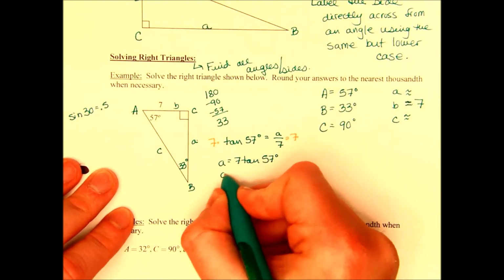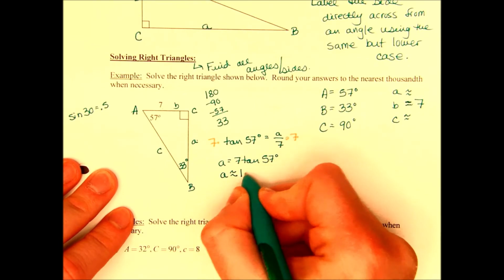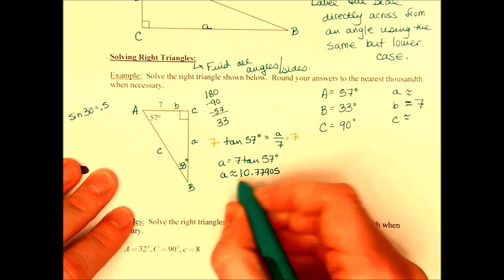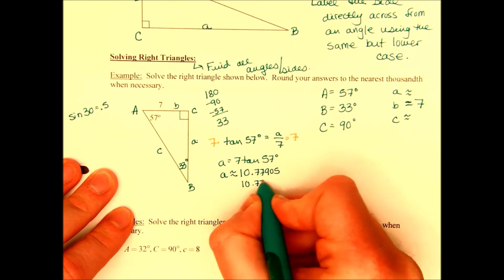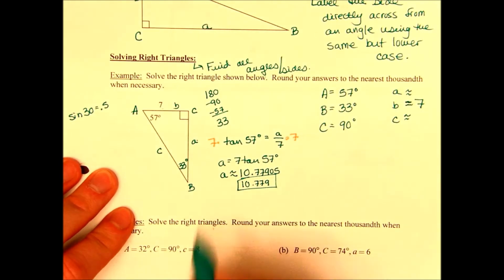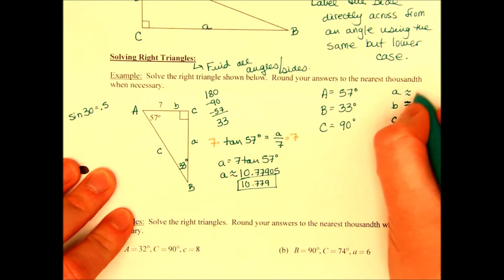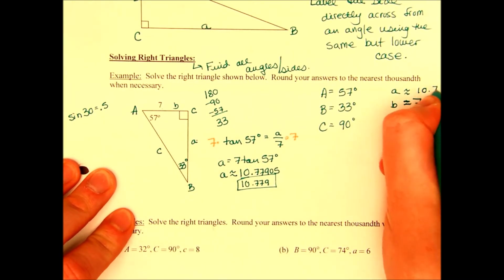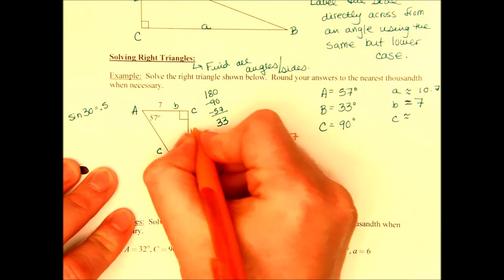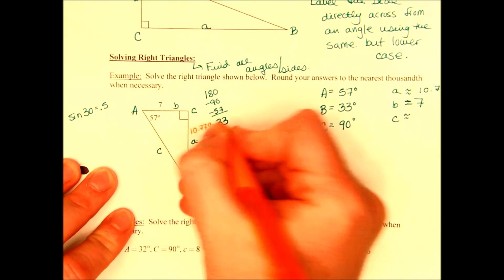My directions say to round to the nearest thousandth. So 10.77905 to the nearest thousandth would be 10.779. And that's how long this side over here is going to be. 10.779. I'll put that in over here.